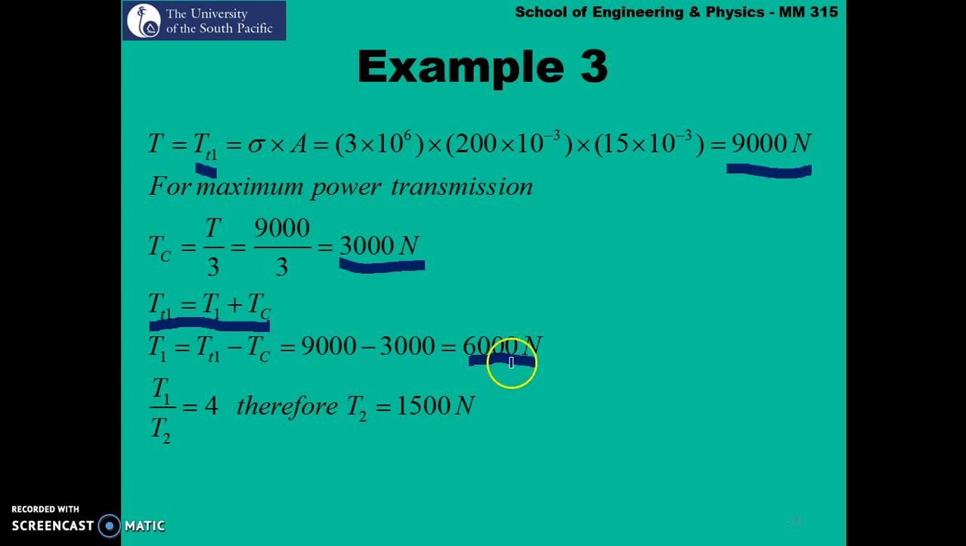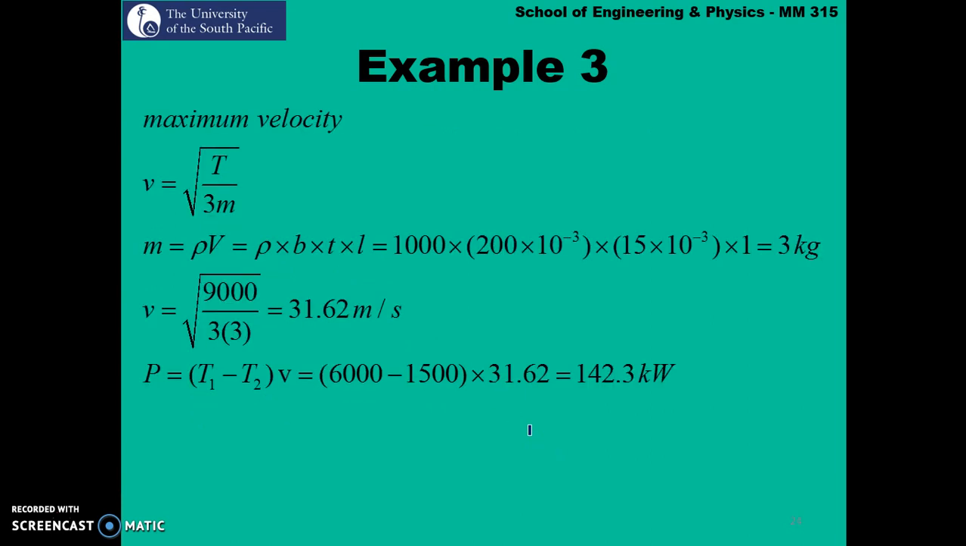The tension ratio was given as 4. So your tension ratio simply is T1 over T2. This time around, you don't have to use exponential mu theta, because you are given your tension ratio, T1 over T2, which was equal to 4. So solving for T2, you get T2 to be 1500 newtons. So you've got your T1 and T2. The next step is to find the velocity for maximum power transmission.